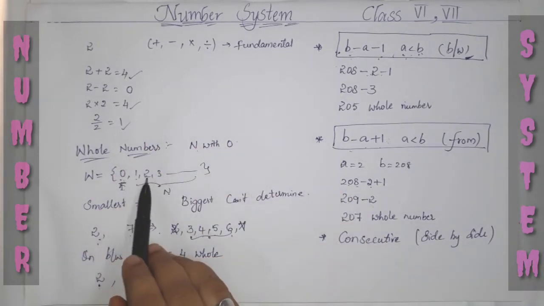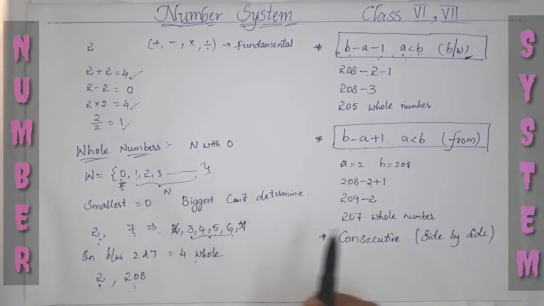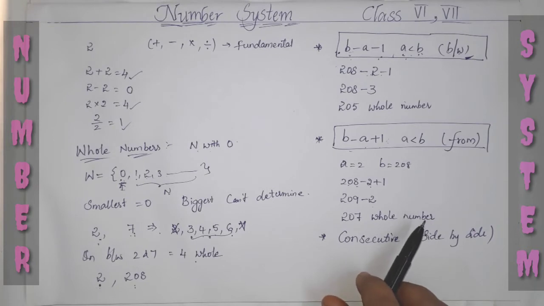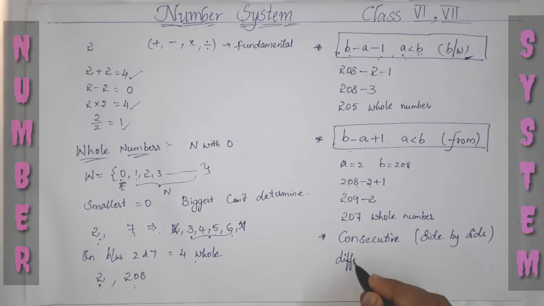Here we have written 0, 1, 2, 3, 4 and so on. Take any consecutive numbers. 4 and 5 are consecutive, no? 200, 201 are consecutive numbers. Here we are taking the difference. Difference is nothing but subtraction.